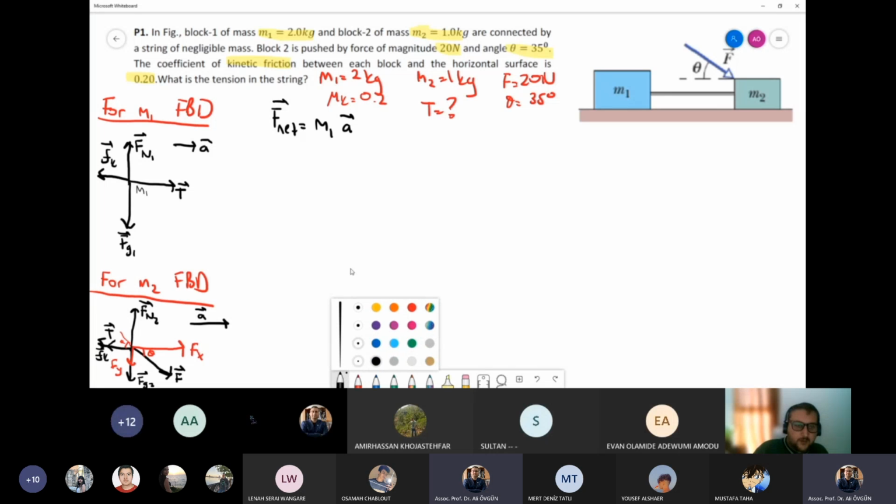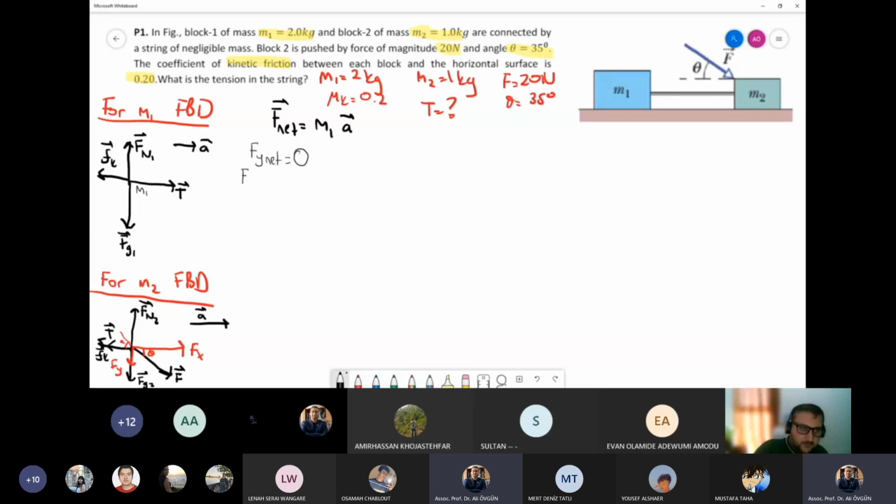So what are the forces? But first of all, let's write it. There's a friction force, so the y direction is very important to calculate the normal force. So Fy net equals M1 a. But on the y-axis, the acceleration is 0 because both objects are moving on the x-axis. Acceleration is only in the x direction. On the y direction, there is no acceleration.